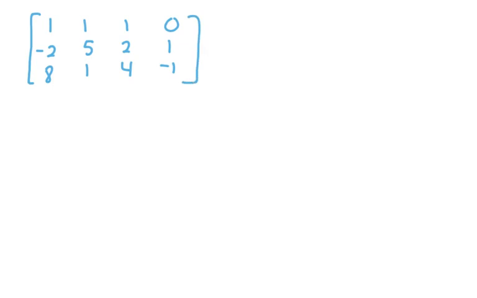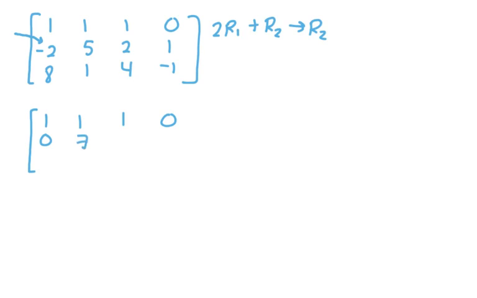Okay, from here, I want to turn that negative 2 into a 0. How do I do that? I'm going to take 2 times row 1, add it to row 2, put the result back into row 2. Now, when that happens, I get 1, 1, 1, 0, 0, 7, 4, 1, and then the third row doesn't change. 8, 1, 4, negative 1.